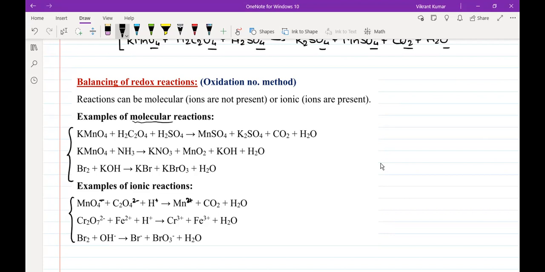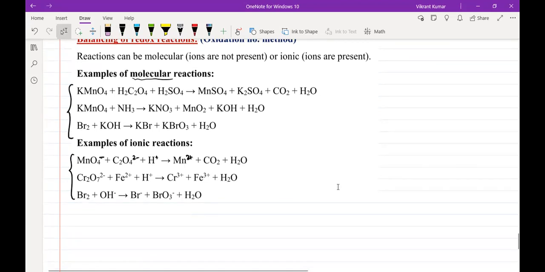Any doubt? Let's now see step by step. And I'll carry 2 reactions, one from the molecular reaction, one from the ionic reaction. I'll keep balancing it, I'll keep following the steps with the 2 reactions. Suppose I take this reaction and this reaction, okay? We'll take any 2, and then we'll have many reactions which we will practice. So the first step is you need to identify what are the atoms which are changing their oxidation state when going from left to right.